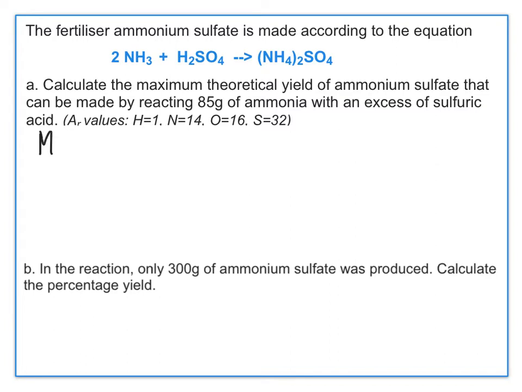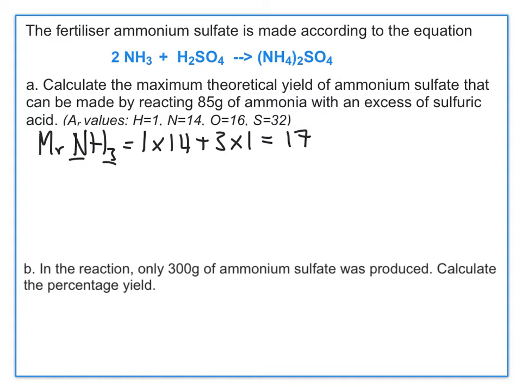So Mr of ammonia is 1 times 14 plus 3 times 1. That's because we've got 1 nitrogen atom and 3 hydrogen atoms, and that gives us a total of 17. It's always worth writing in your Mr values because examiners often look for them and give you method marks even if you get the rest of the answer wrong.